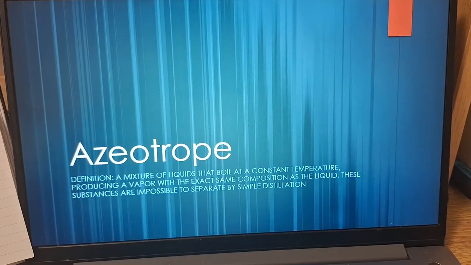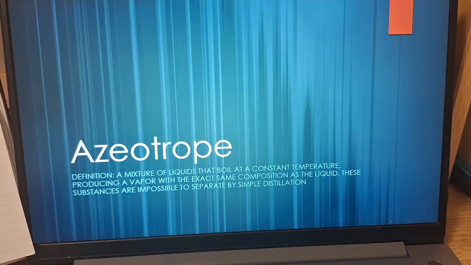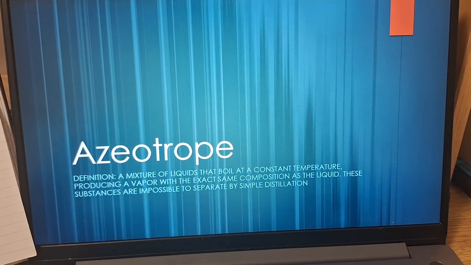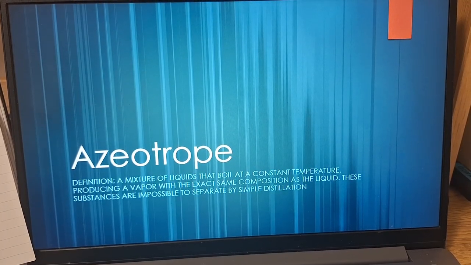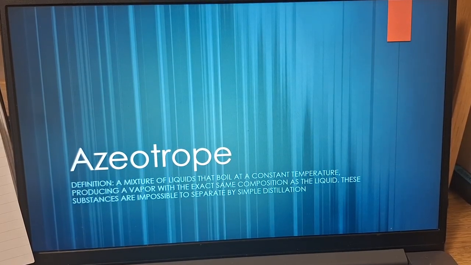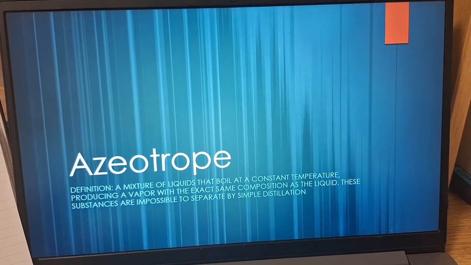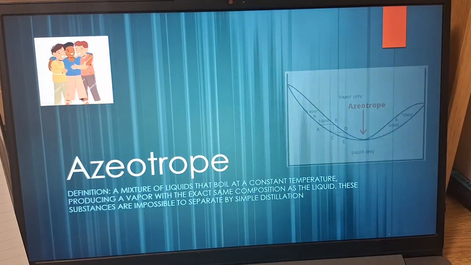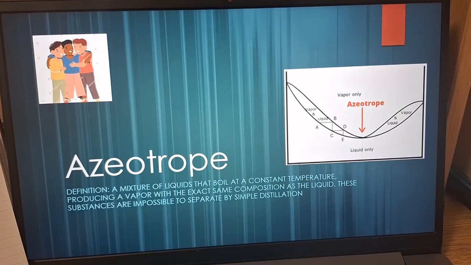So an azeotrope is a mixture of two or more liquids that boil at a constant temperature and produce vapors with the same composition as the liquid mixture. Because the vapor and liquid compositions are identical at that point, no further separation by simple distillation is possible. They are like inseparable friends. And this image is a typical example of azeotropes.